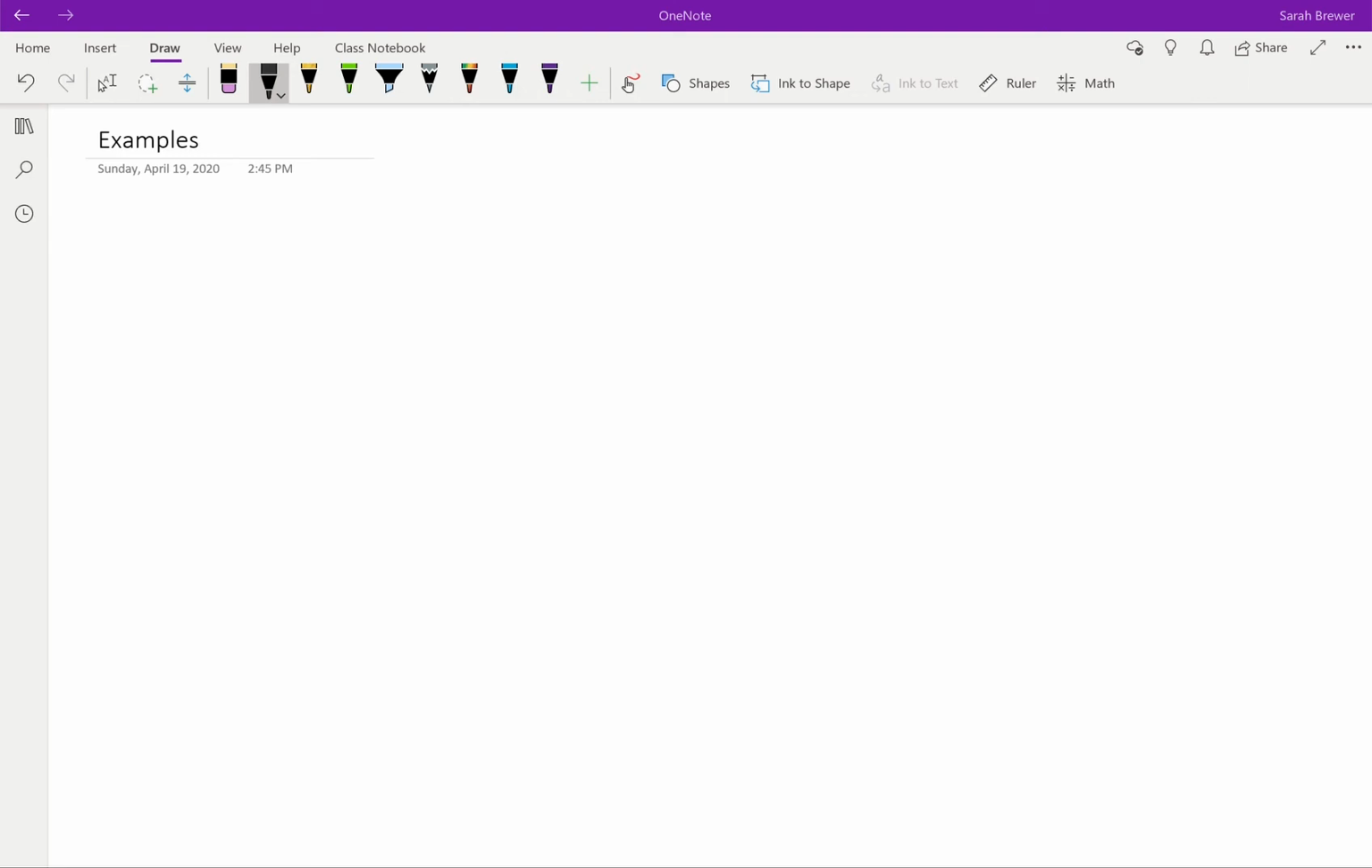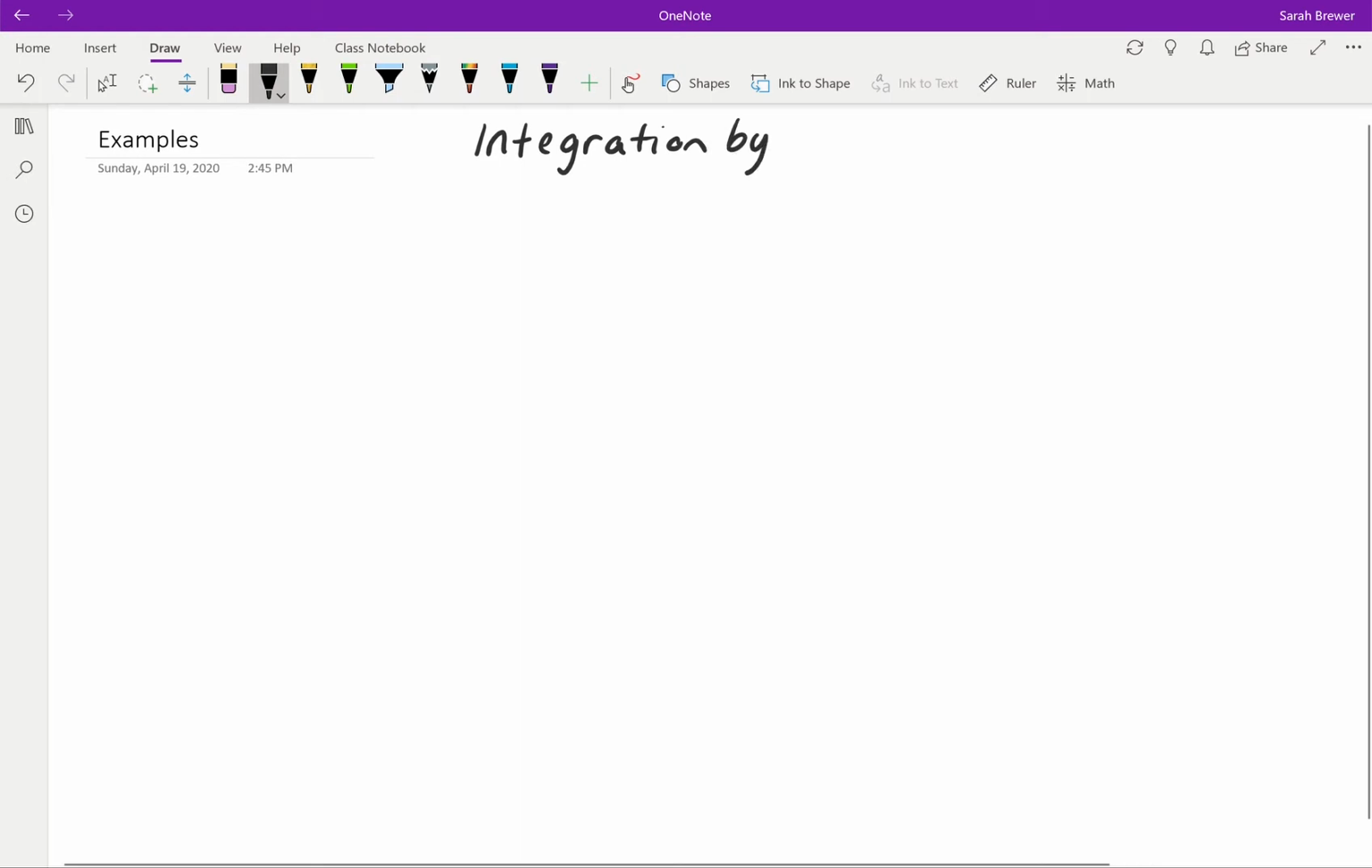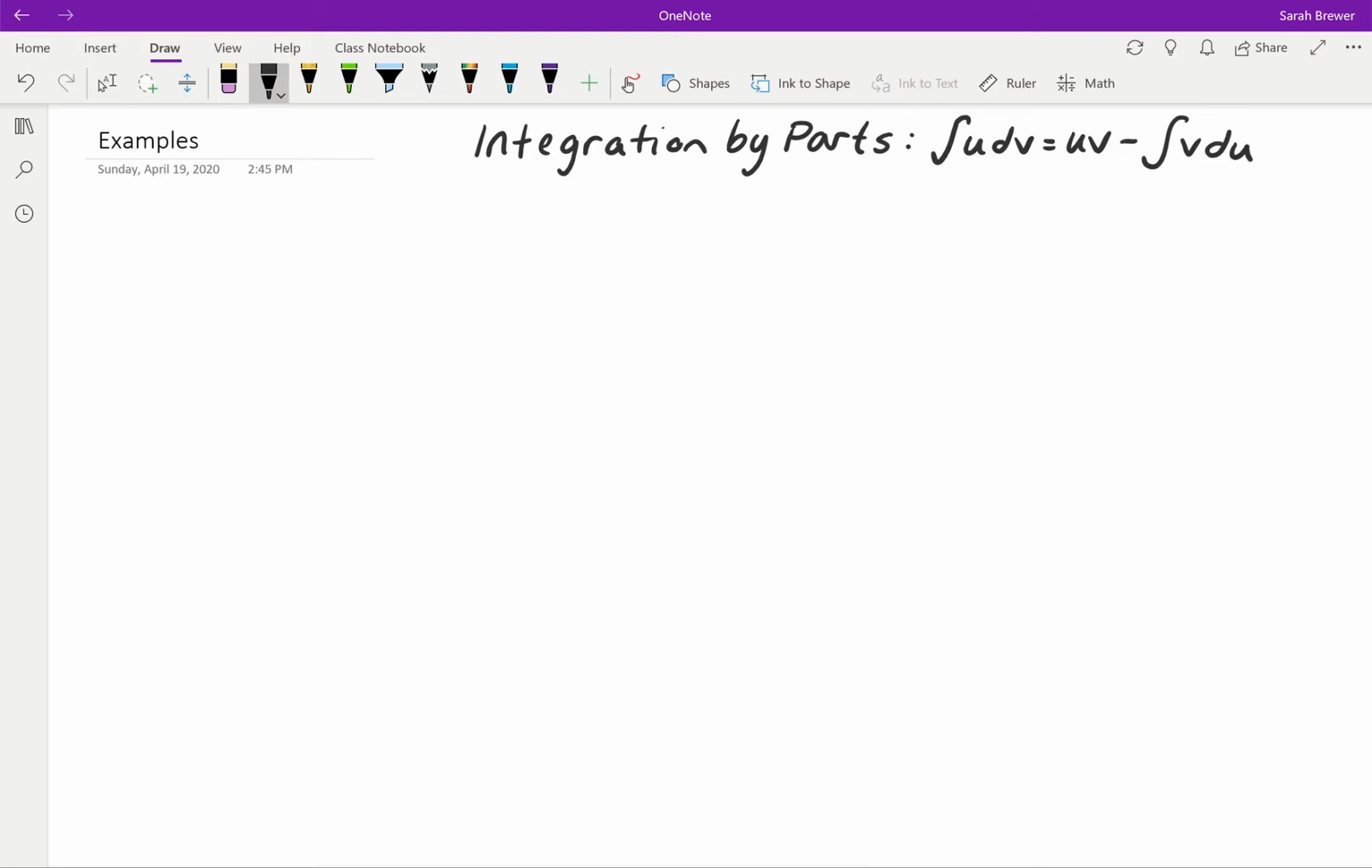All right, so we're really going to dig into some examples using integration by parts. And recall that our integration by parts formula is that the integral of u dv is equal to u times v minus the integral of v du. So that's going to be key to all of these examples. So the first one that we're going to look at is the integral of x squared e to the 2x dx.